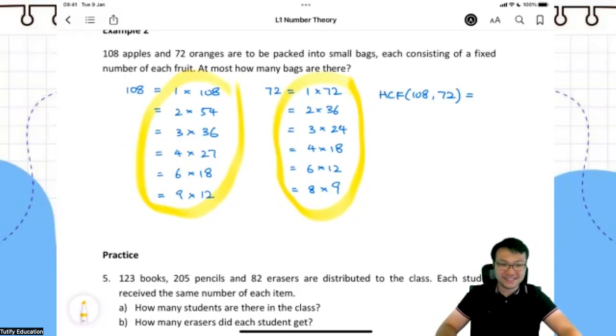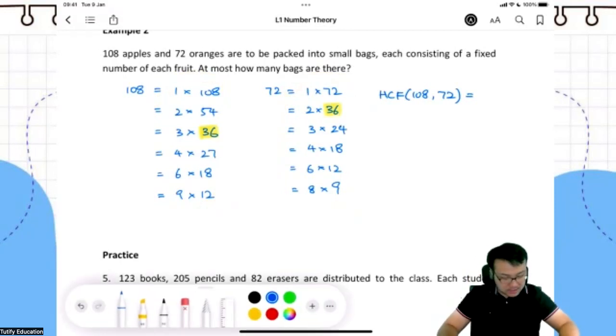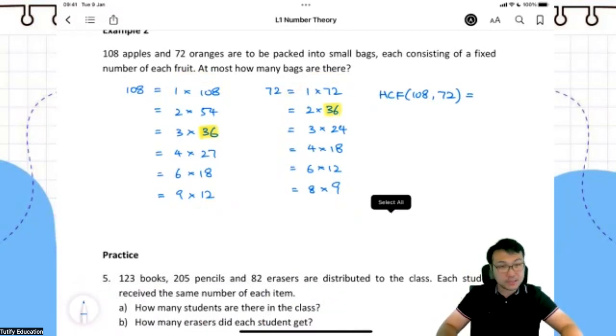No, it's not 18. Something even bigger than 18. Highest. Very good, Abby. Got it. Students, do you notice this number here? This number 36 is common. It is common between them, and it is also the highest. So the highest common factor is 36.